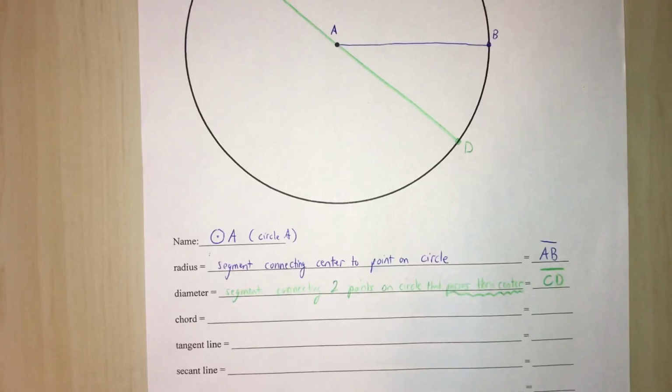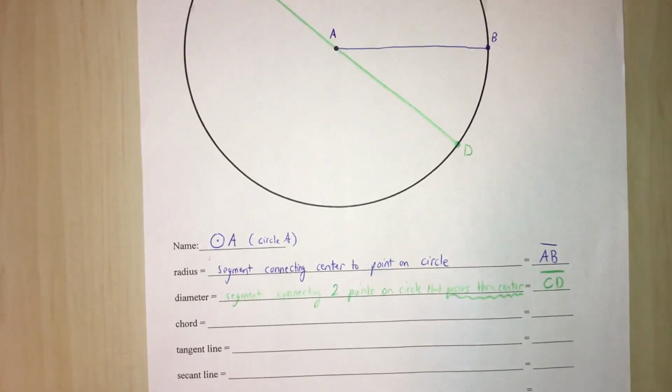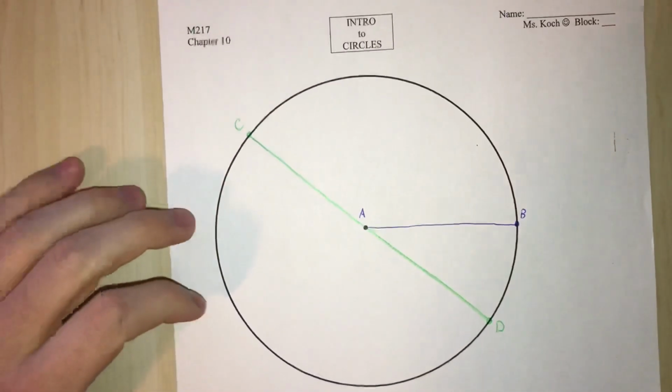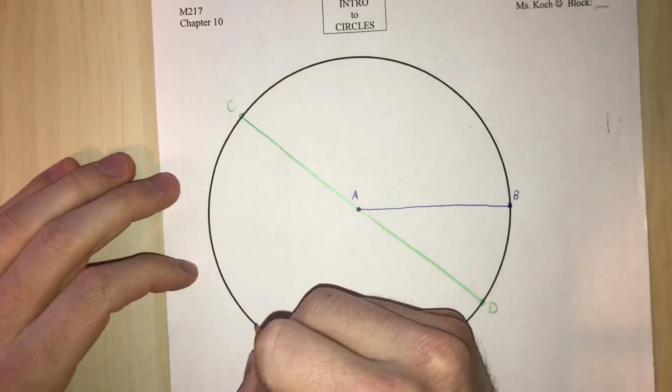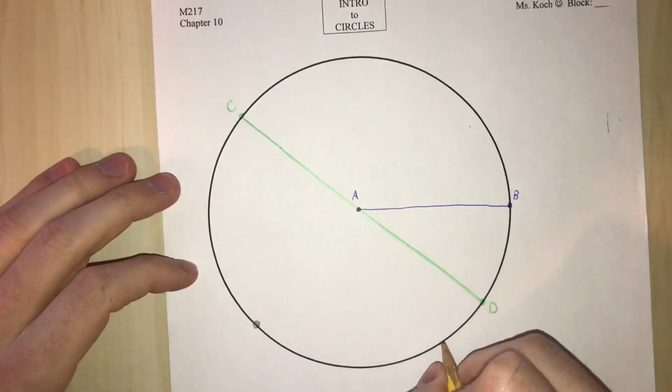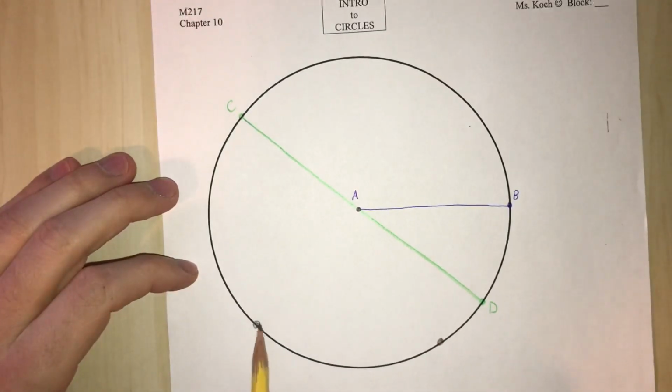The next thing we're going to do is a chord. A chord is something like this, if we connect just two random points on a circle.